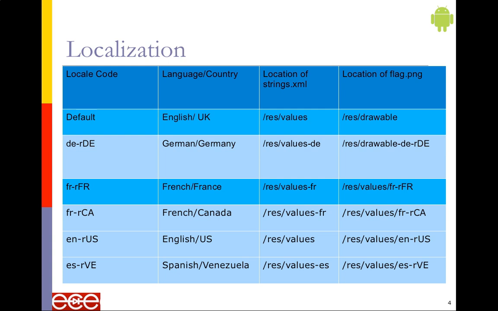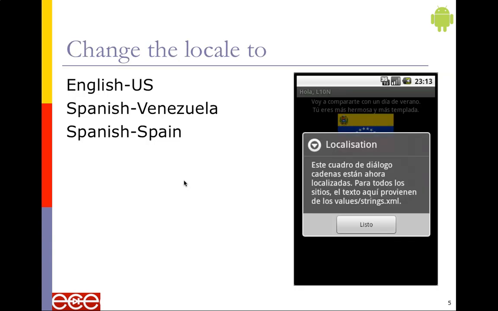So localization here in the local code default, and here it's English. So we have different ones we can set. So we can change the locale to English US, Spanish, Valencia, Spanish for Spain, different languages for different regions, for different countries. And I'm not familiar with every single version of Spanish from every single country.